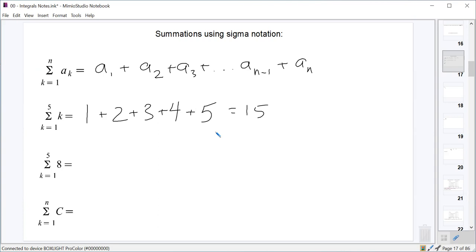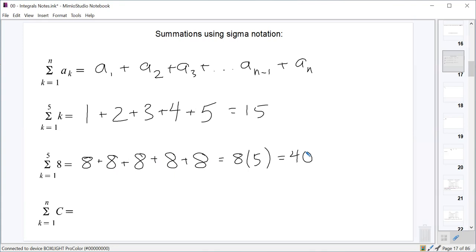In the next one, we've got the sum from k equals 1 to 5 of 8. This is a little different because we've just got a number inside that summation. Really all that means is that we need to add together all the 8s from the first 8 up to the fifth 8. The first 8 is 8, and the second 8 is also 8, and the third, the fourth, and the fifth 8 are also 8. So effectively it's telling us to add 8 five times. So we've got 8 times 5, and that's just 40.